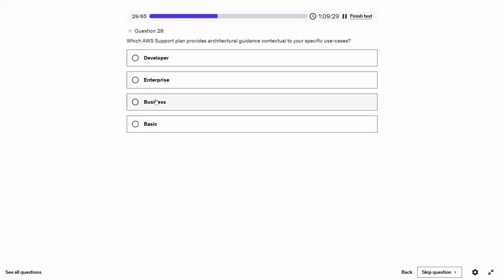First is Basic, then Developer, and then Business. Basic is very basic. We will have access to the forums and white papers, but we can't take any kind of support from the AWS support team. Developer access is generally required if we are developing anything in the dev or QA environment. Business is if our application is in production, not in development or QA.